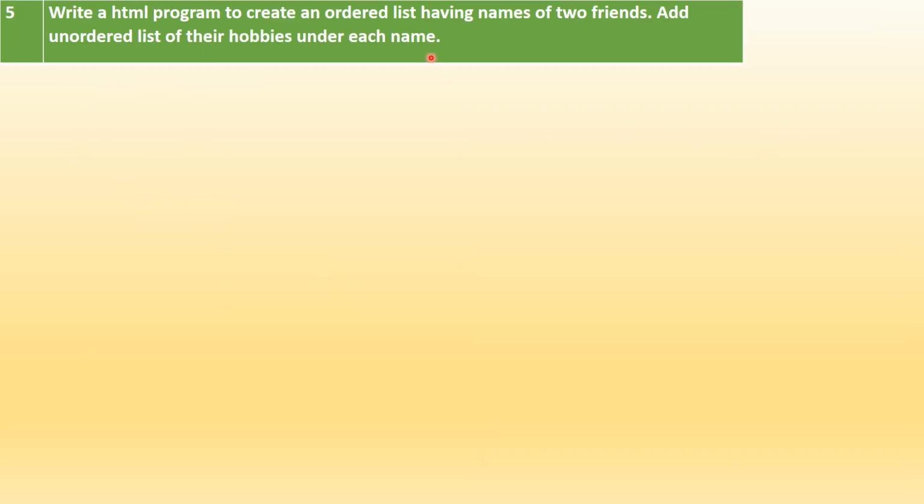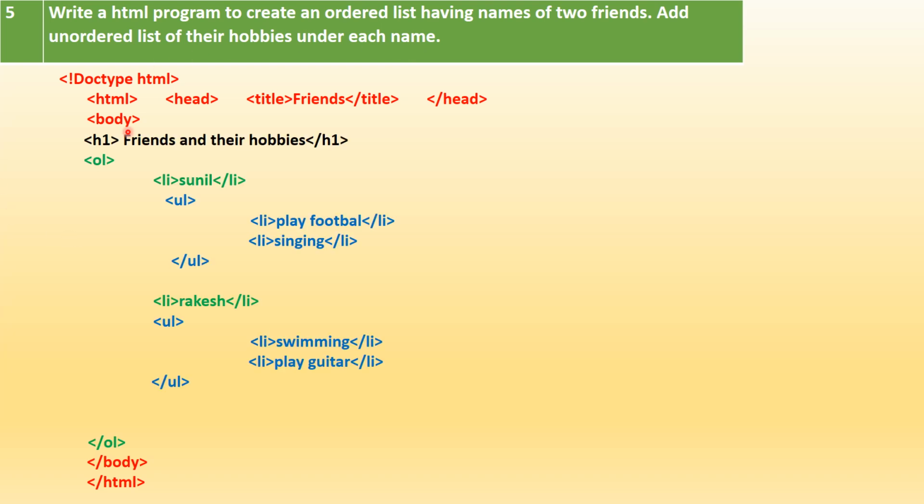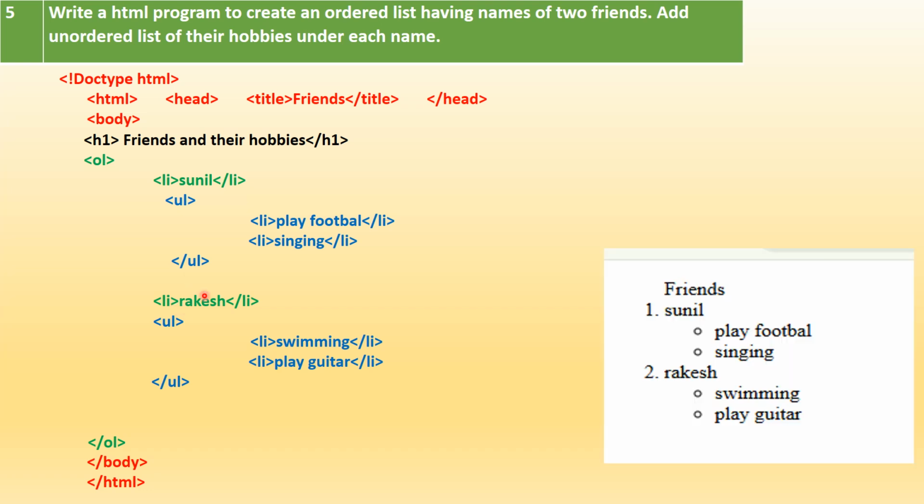In this question, we have to create an ordered list. And the ordered list, it is names of two friends and an unordered list of their hobbies under each name. So it is a nested list. The basic structure. Now we can see the ordered list. It's a container tag. Here ordered list, names of two friends. The first friend is Sunil. So ordered list means one Sunil and LI Rakesh. This will be two Rakesh. So you can see this output here, Sunil and Rakesh.